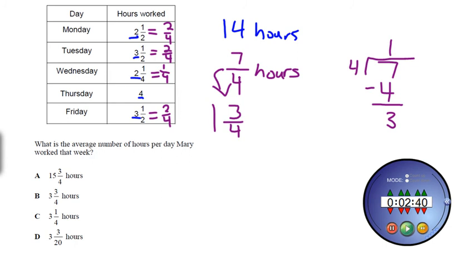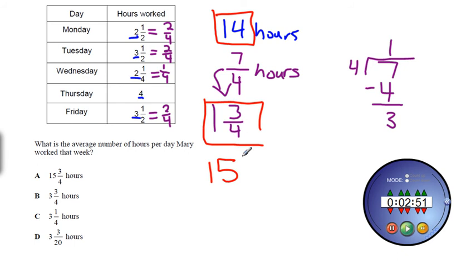So now to find our final answer, we just need to add our fractional part and our whole number part. So 14 plus 1 is 15, and we add on the 3/4. So the answer to that one was A. Okay, number 2.